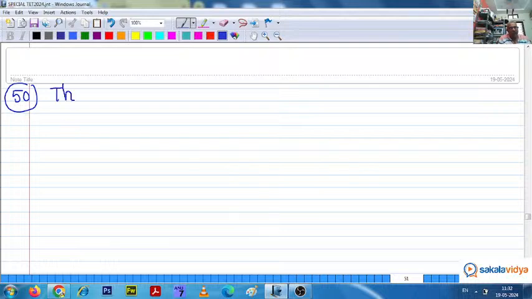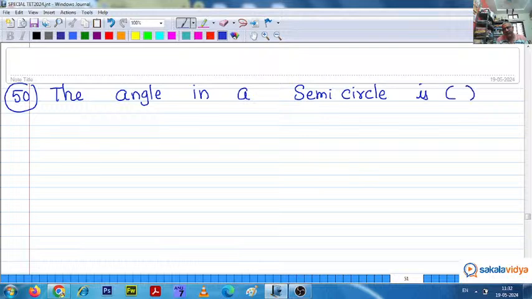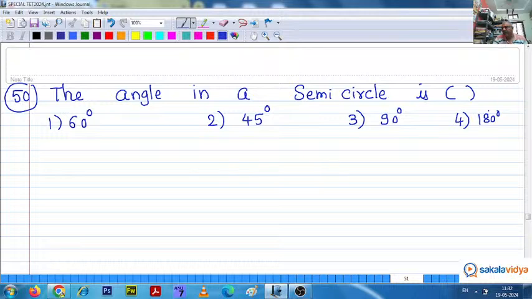The angle in a semicircle is: first one 60 degrees, second 45 degrees, third 90 degrees, fourth 180 degrees. Which is the right option? This question was actually asked in the TET examination. Very simple problem. Yes, Nana.